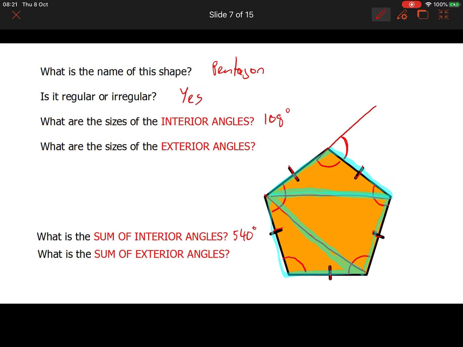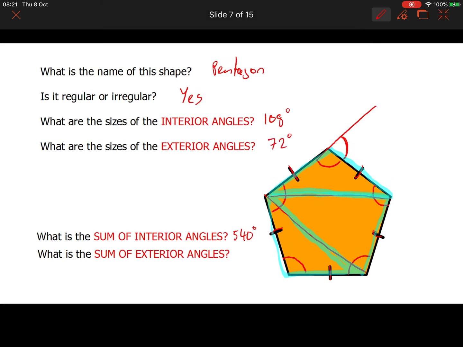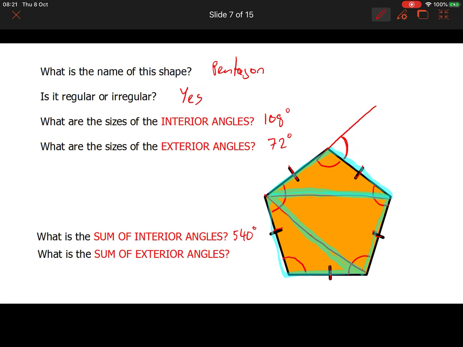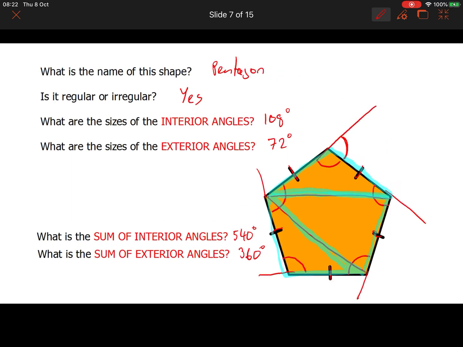Exterior angle, well, I know that interior plus exterior is 180, so it must be 72 degrees. Okay, it must be 72 degrees. And if I then do all of them, well, it's regular, so they're all the same. They're all 72, and there are 5 of them. 72 times 5 is 360 degrees. Notice the sum of exterior angles is always 360 degrees.